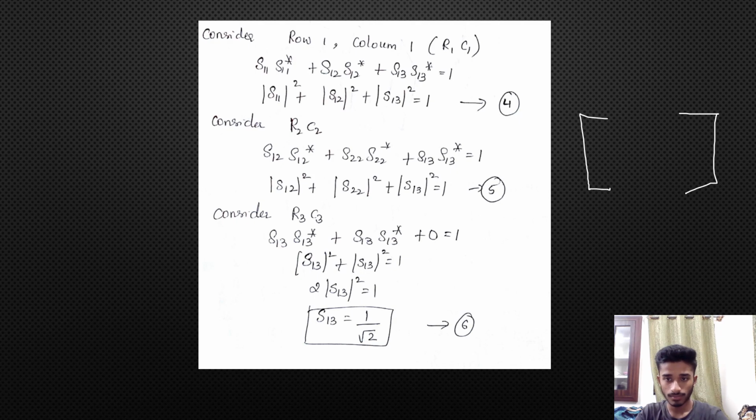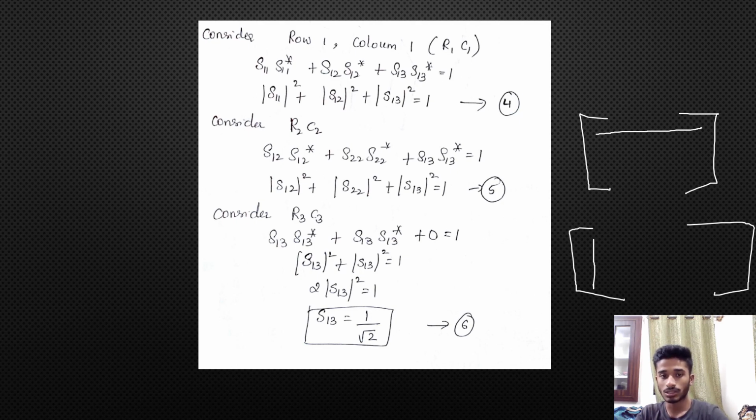Okay. These are the two matrices, and we have to multiply them. Row 1 is multiplied by column 1. When we multiply the elements of row 1 into column 1, we get S11 into S11 asterisk, S12 into S12 asterisk, S13 into S13 asterisk is equal to 1. So this becomes S11 the whole square plus S12 the whole square plus S13 the whole square is equal to 1. This is our fourth point.